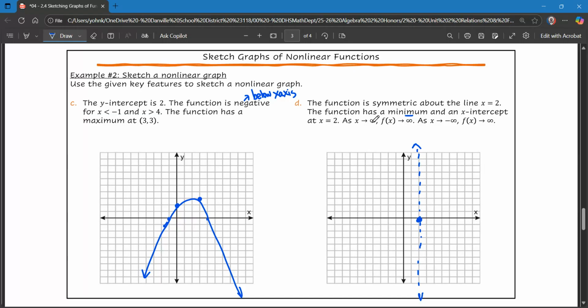End behavior as x approaches positive infinity, f of x approaches positive infinity. So going up, as x approaches negative infinity, f of x approaches positive infinity. So going up. So now I need to show symmetry. So I don't know, let's pick this dot right here. So figure out how far away you are. 1, 2, 3, 4, 5 away.